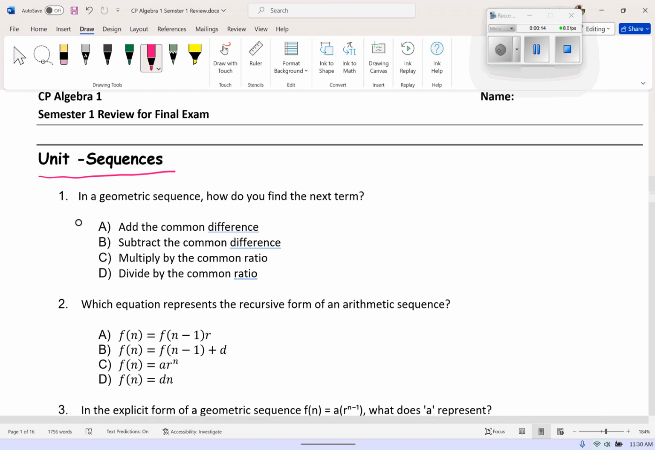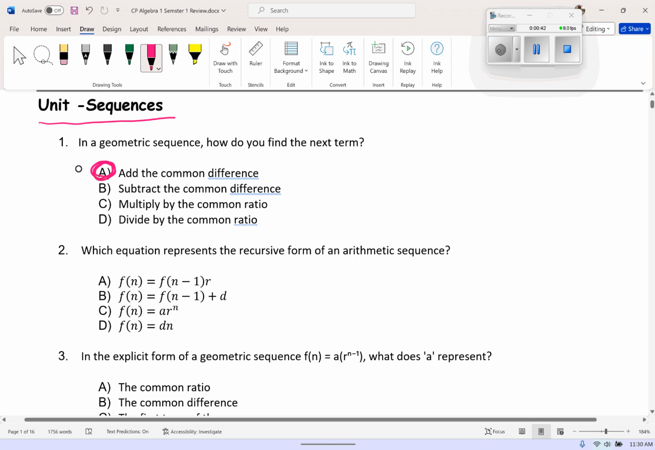So it says, in a geometric sequence, how do you find the next term? Do we add the common difference? Do we subtract the common difference? Do we multiply by the common difference? Do we divide by the common ratio? Well, remember, arithmetic, you add the common difference. Sometimes you might be adding negative numbers together, but that's fine.